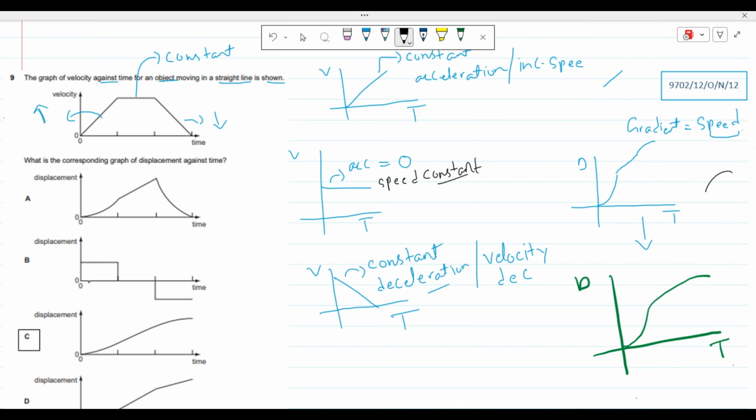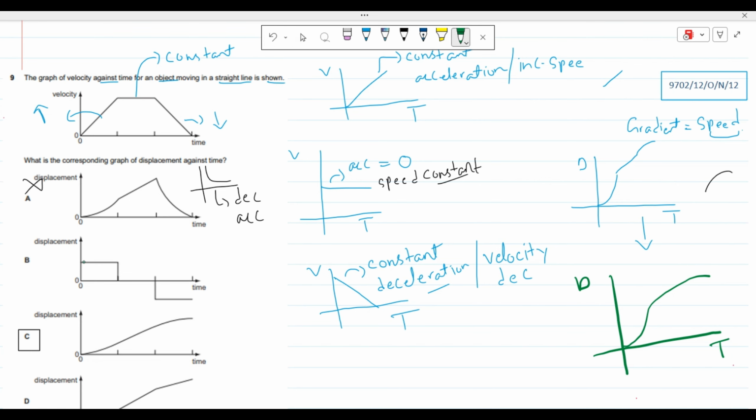Why not A? It is because there is increasing, alright, correct. This is constant, constant speed, also correct. But this specific graph is for decreasing acceleration, right? But what is happening here? Constant deceleration. So that's why A is incorrect.